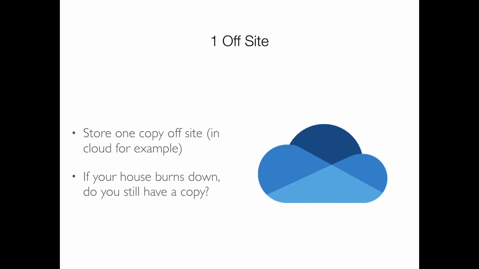Two is that we have two different mediums. And the third, the one principle, is that one is not with you. I call it off-site here because that's an easy way of determining it. But it's one that you're not carrying with you wherever you are. So 3, 2, 1. So how do we achieve this?